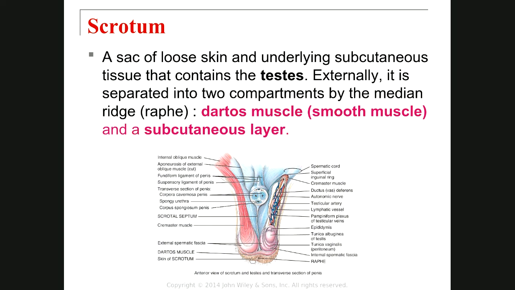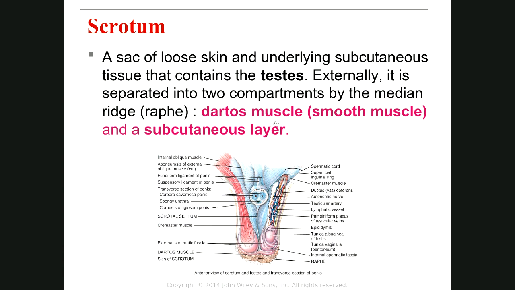From the external part of the scrotum, you can see the ridge here, which we call raphe. This raphe shows us inside the scrotum we have two different compartments, and when we cut the scrotum, you can see the scrotal septum, which divides the scrotum into two compartments, and in each compartment you can see one testis. The scrotum contains smooth muscle. This smooth muscle is called dartos muscle.